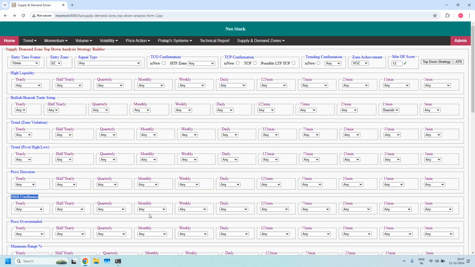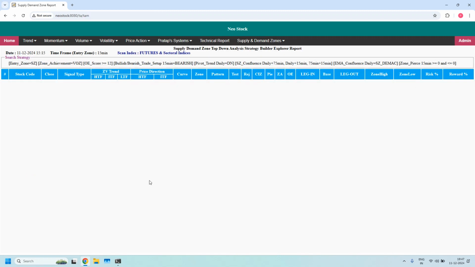So in the EMA Confluence at a daily time frame, the daily supply zone having daily EMA Confluence filter is enabled, and also the trend in the daily time frame should be downtrend, not sideways. So with this filter, we did not get any stocks. So we don't have any daily EMA Confluence related stocks. Okay, fine. So this is about bearish trade setup for daily income trade.